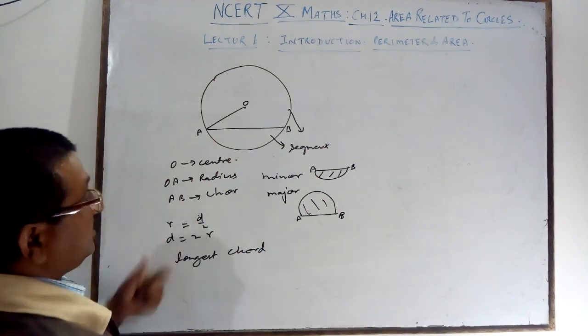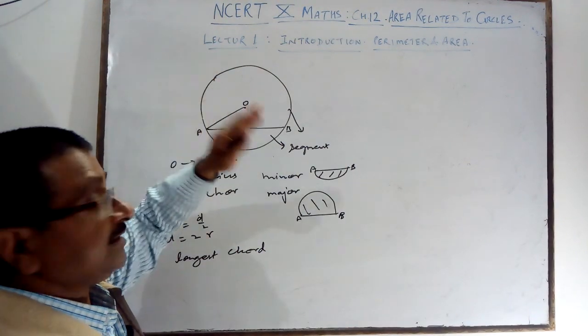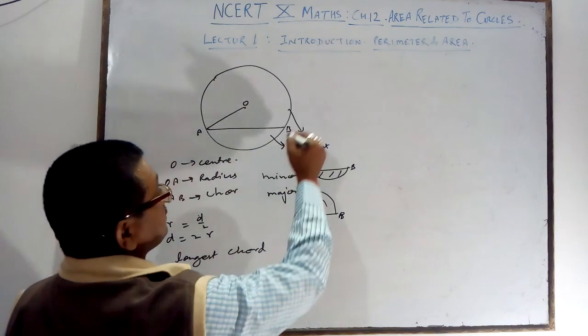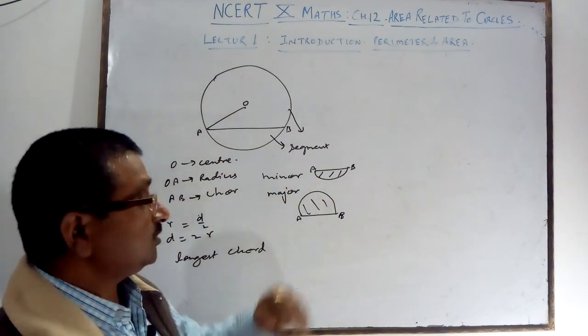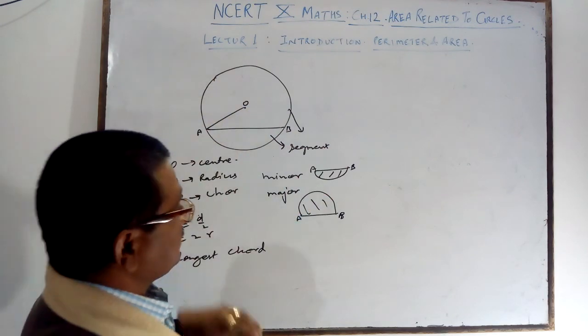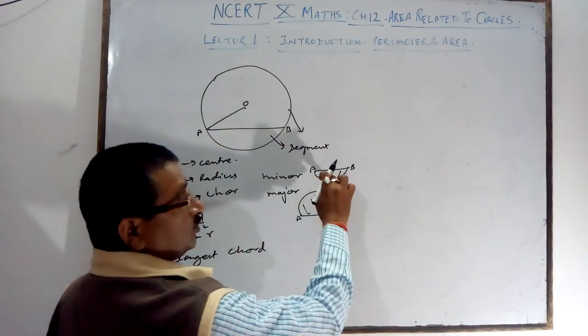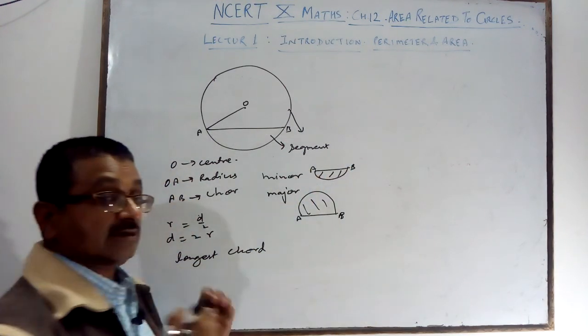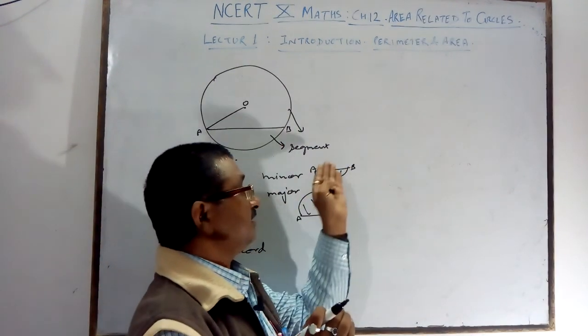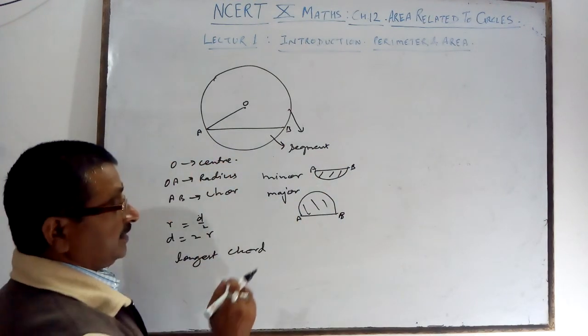When there is one diameter, the circle is divided into two parts, and its arc is divided into two parts. A semicircular arc forms the semicircular segment, which is half of the circle. The area enclosed between the arc and the chord is called the segment.